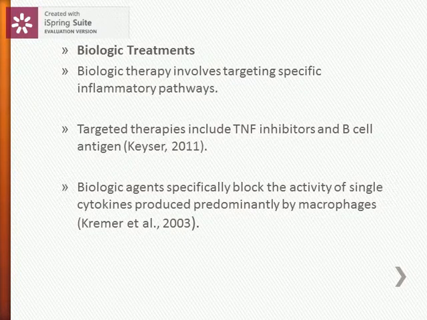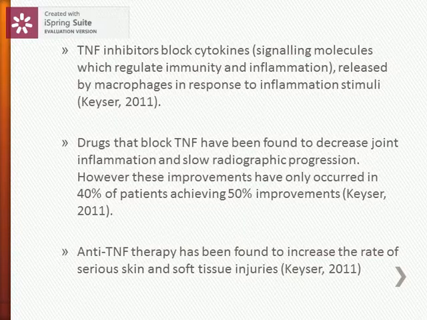Biologic treatments involve targeting specific inflammatory pathways. These targeted therapies include TNF inhibitors and B-cell antigens. Biologic agents specifically block the activity of single cytokines produced predominantly by macrophages. TNF inhibitors block cytokines, which are signaling molecules that regulate immunity and inflammation. These cytokines are released by macrophages in response to inflammatory stimuli.